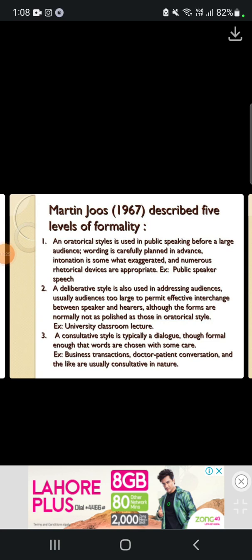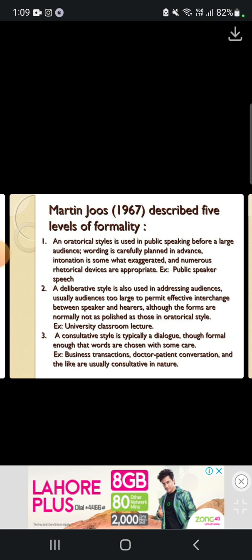Oratory styles, or oratorical styles, are used in public speaking before a large audience. Wording is carefully planned in advance, intonation is somewhat exaggerated, and numerous rhetorical devices are appropriate. Normally, a public speaker who is making a speech adopts the oratorical style. So that is the heightened level of formality.